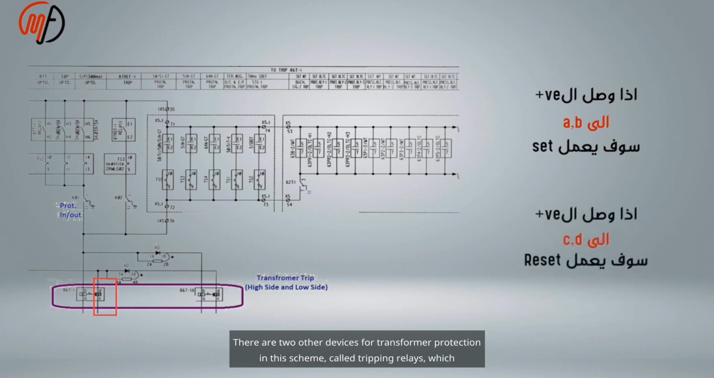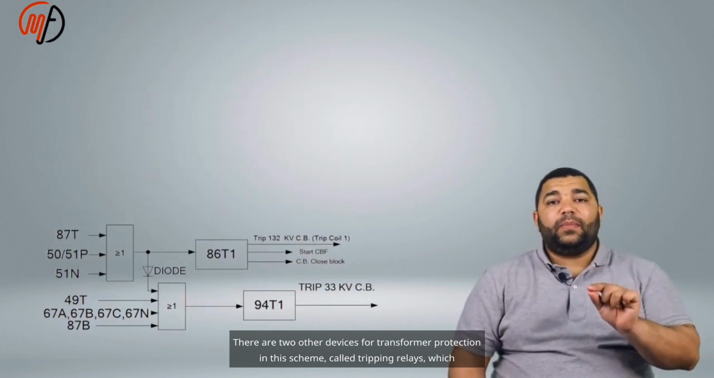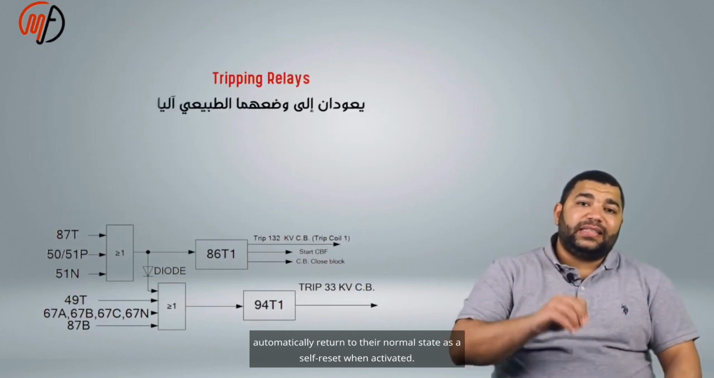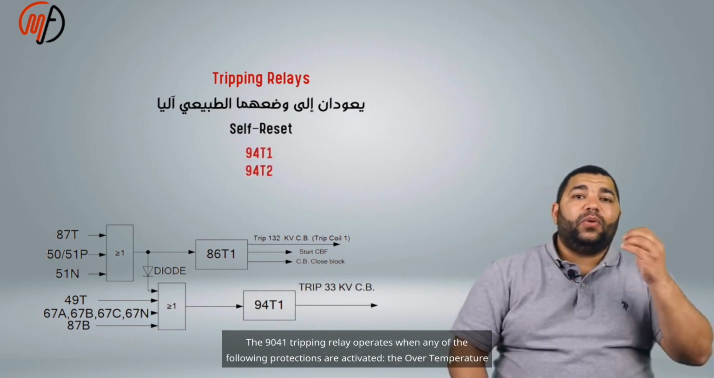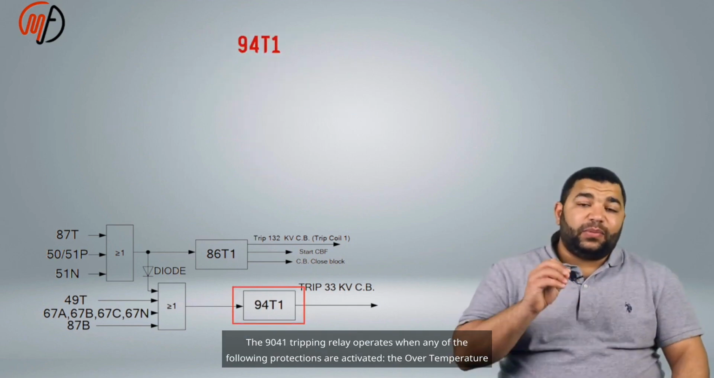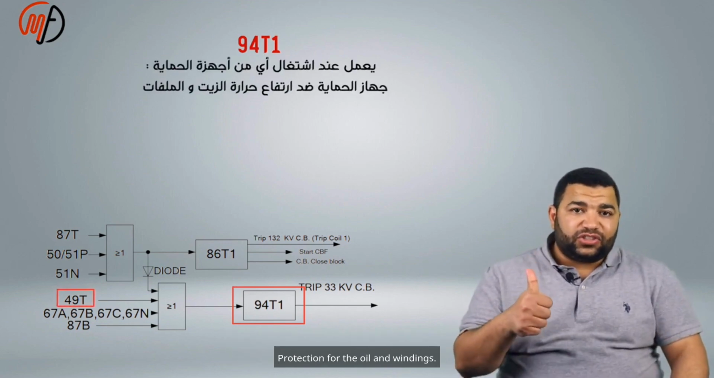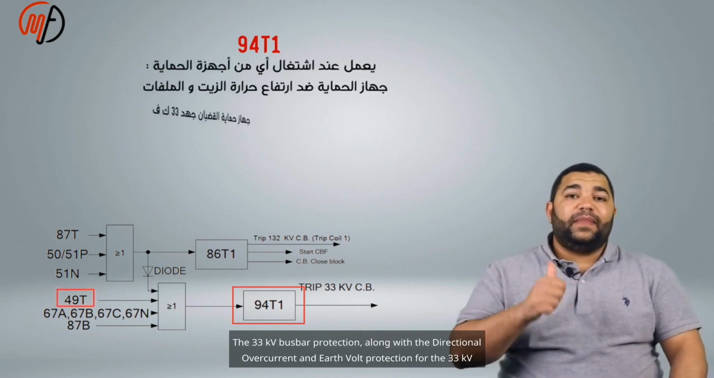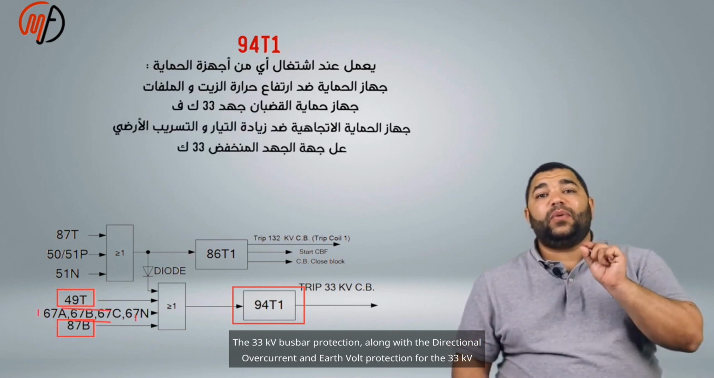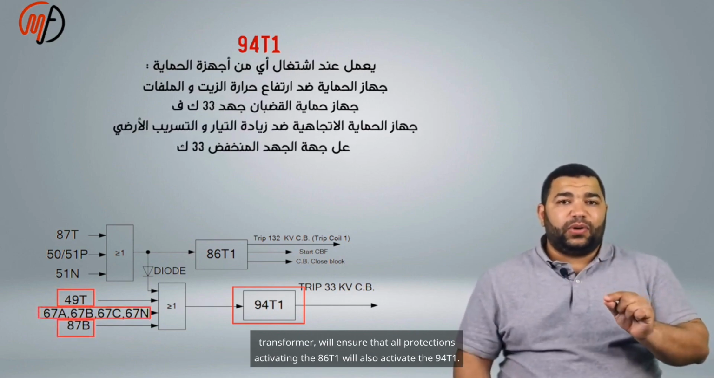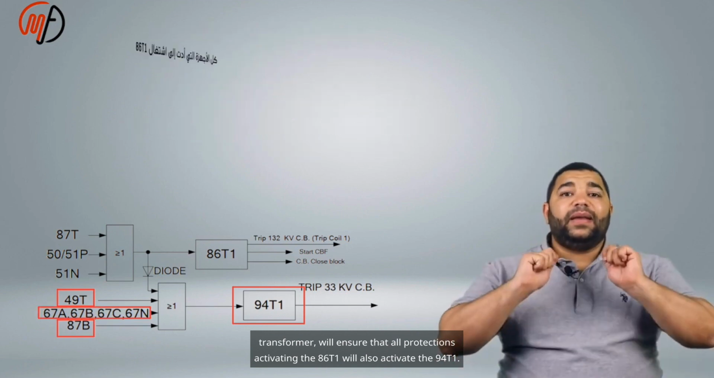There are two other devices for transformer protection in this scheme, called tripping relays, which automatically return to their normal state as a self-reset when activated. These are the 94T1 and 94T2. The 94T1 tripping relay operates when any of the following protections are activated: the over-temperature protection for the oil and windings, the 33 kV busbar protection, along with the directional overcurrent and earth volt protection for the 33 kV transformer, which ensures that all protections activating the 86T1 will also activate the 94T1.